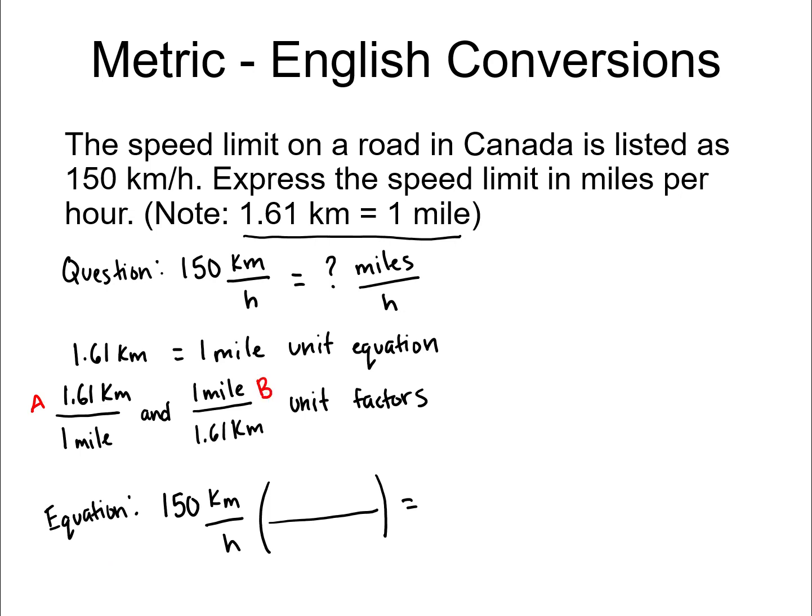Which unit factor do we use, A or B? We're trying to get rid of kilometers and replace it with miles. Yes. 1 mile for every 1.61 kilometers. Did anybody get an answer? And if not, you can take the opportunity to put this into your calculator.